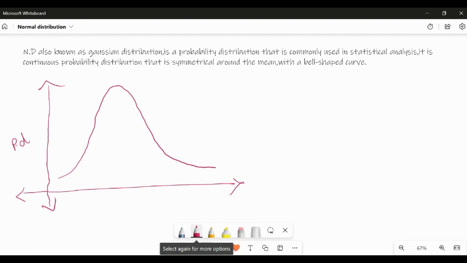The normal distribution, also known as the Gaussian distribution, is a probability distribution that is commonly used in statistical analysis. It is a continuous probability distribution, the most important part. It is a continuous probability distribution that is symmetrical around the mean with a bell-shaped curve. So this is the Gaussian normal distribution. Let's get started with it.